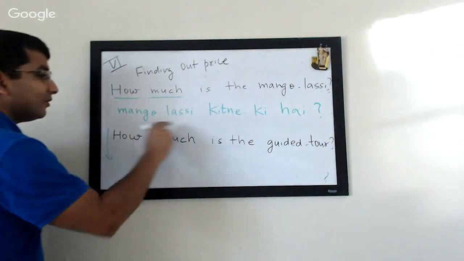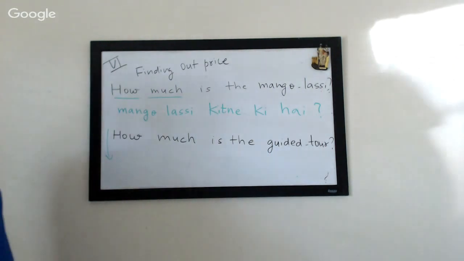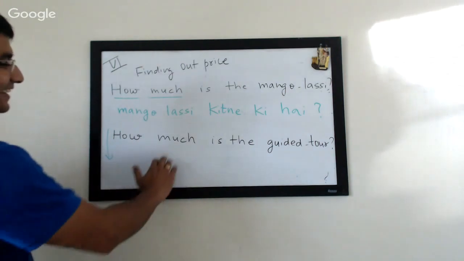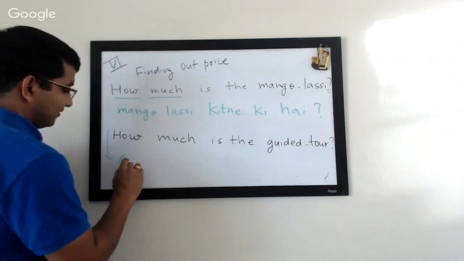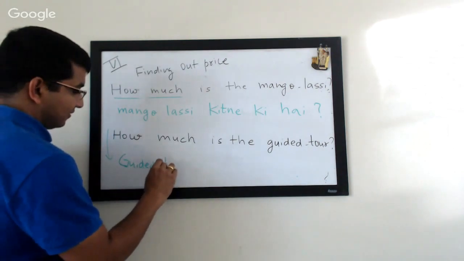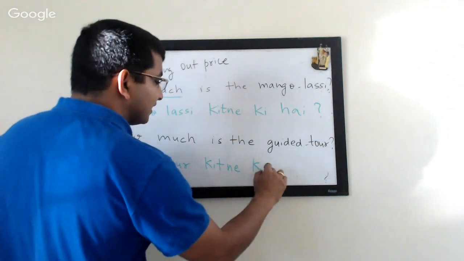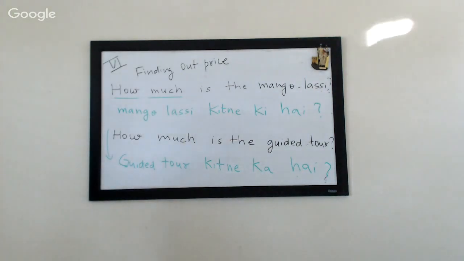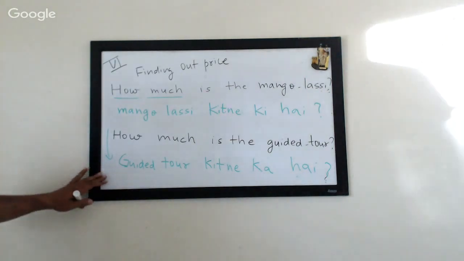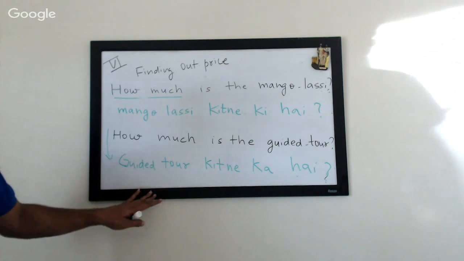You remember we also learned how to ask this. Yes. In Hindi. How did you ask? Remind us, yeah. क्या mango lassi feminine है, right? How much is the guided tour? Guided tour. कितने का है? Very good. कितने का है? Anything you can have, like if you are going to a hotel, if you haven't made any reservation there, you can also say room कितने का है, right?